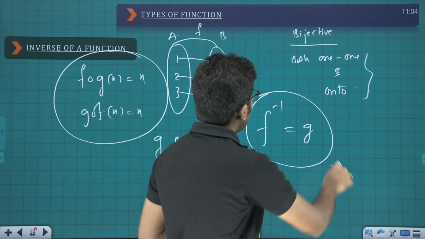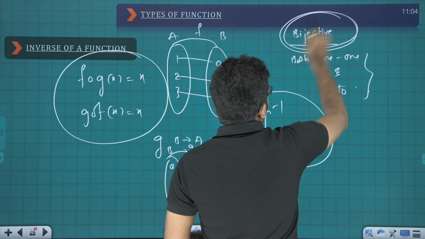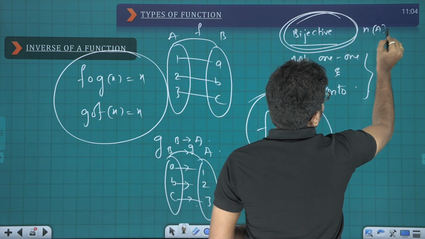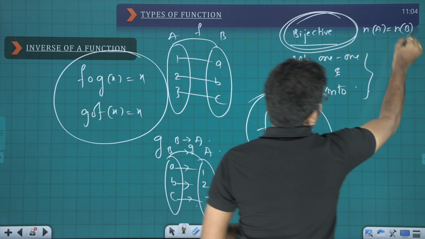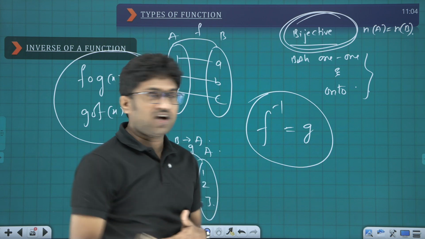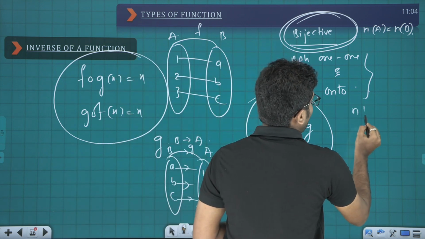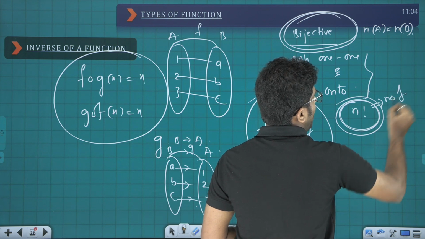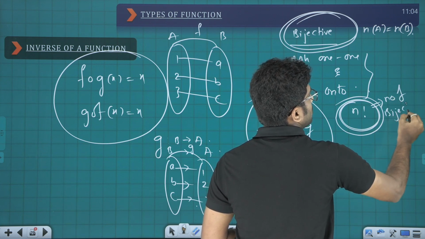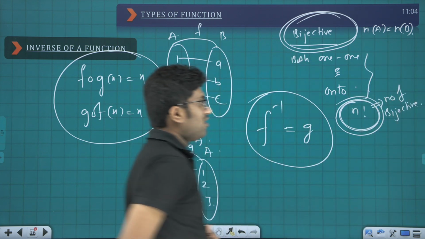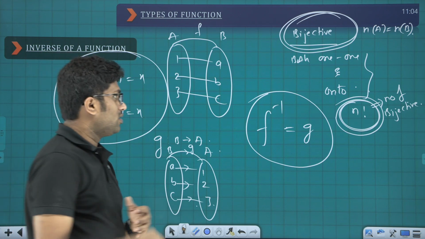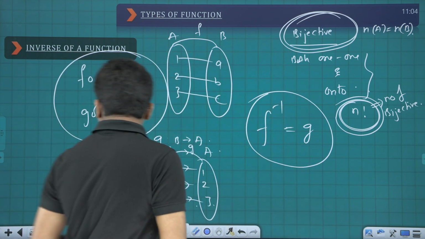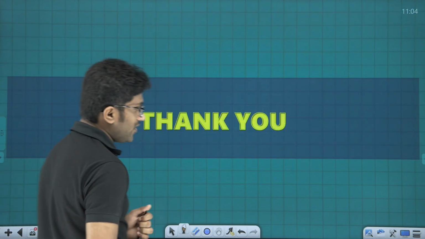Next, one more thing. If a function f mapping from a to b is bijective, then n of a will be equal to n of b. N of a is equal to n of b, and the number of bijective functions will always be equal to n factorial. Number of bijective functions is n factorial or m factorial, because n of a is equal to n of b, no? So that's it, friends. This is regarding composite functions now.